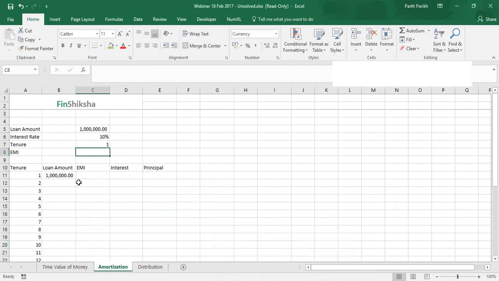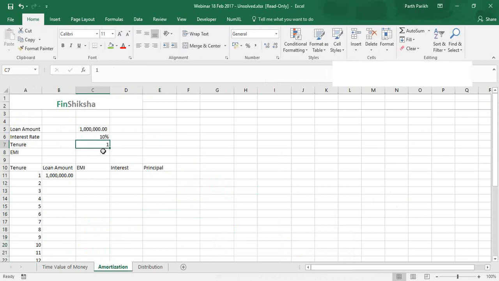Okay. So I have a situation which says that I have a loan amount of 10 lakhs with an interest rate of 10%, and I have to pay the entire loan in 1 year, which is 12 months. Since EMI is an equated monthly installment, I have to calculate every month how much interest I will pay, how much principal I will pay, and how much EMI I will pay, since EMI remains constant throughout the period.